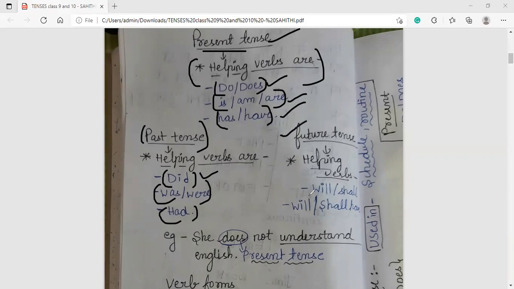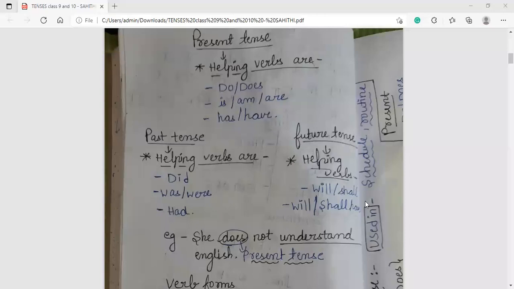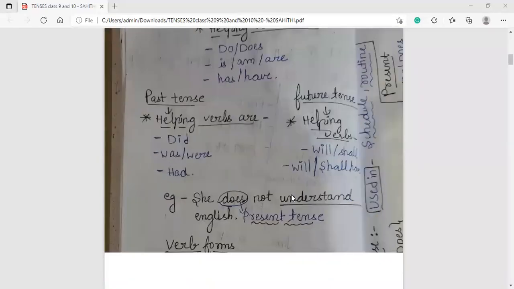And in future tense, the helping verbs are only these, that is will or shall have. Okay, so these are the helping verbs for future tense. Got it? So it is clear for us now that helping verbs present tense के क्या होते हैं, past tense के क्या होते हैं, future tense के क्या होते हैं और हम लोग कब use करते हैं.